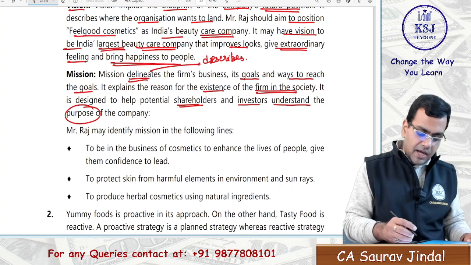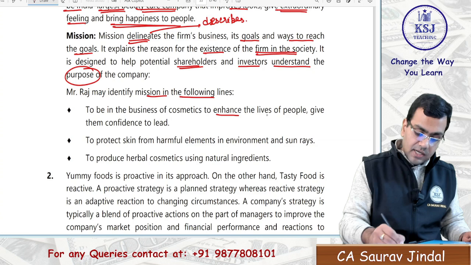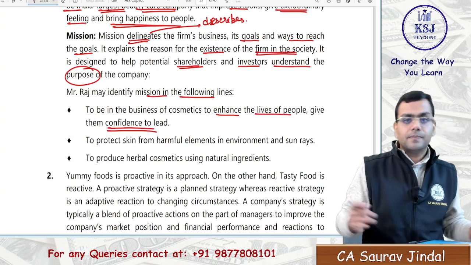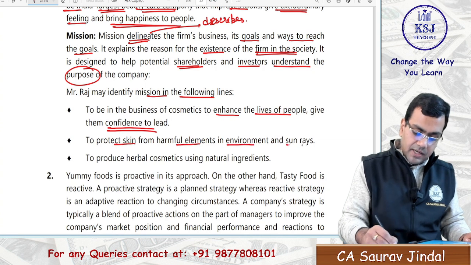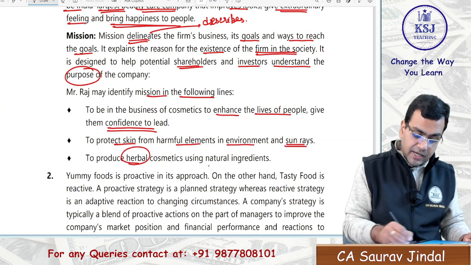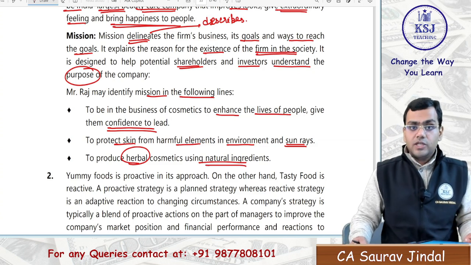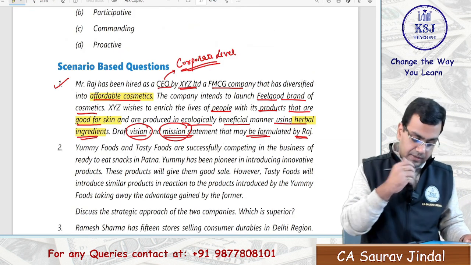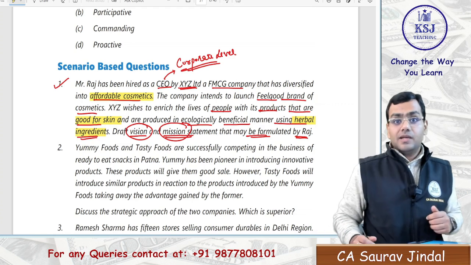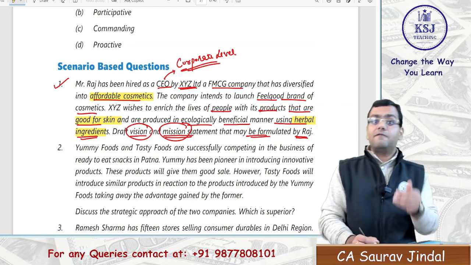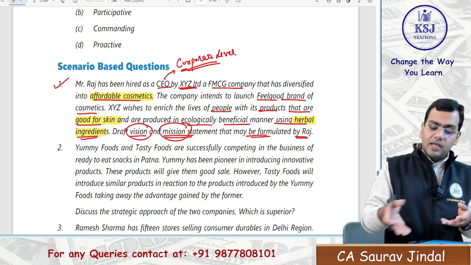So Mr. Raj may identify the mission in the following lines: to be in the business of cosmetics to enhance the life of people and give them confidence to lead; to protect the skin from the harmful elements in the environment and sun rays; to produce herbal cosmetics using natural ingredients; to provide products which give protection to the skin and are good for the skin, chemical-free products. That is also a mission: to provide chemical-free, skin-friendly products to people. This is another mission statement which is clearly given here, no?